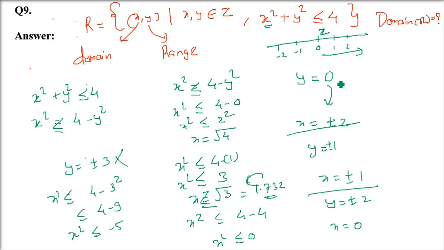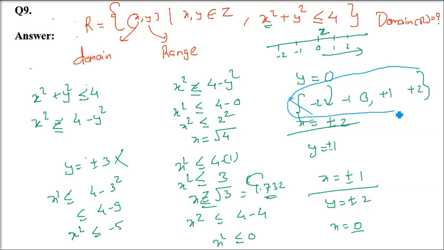It's not possible. So when you get plus minus 2, plus minus 1 and 0, this is the domain. So 0, then minus 1 on the left hand side, plus 1 on the right hand side, then plus 2 and minus 2. Let me just make a round here to indicate that this is the domain which we found out. This is your answer, right?